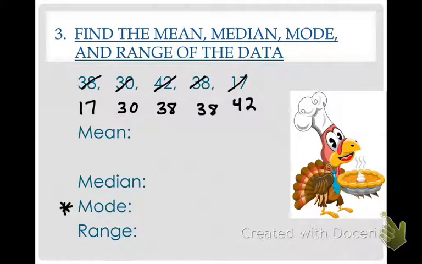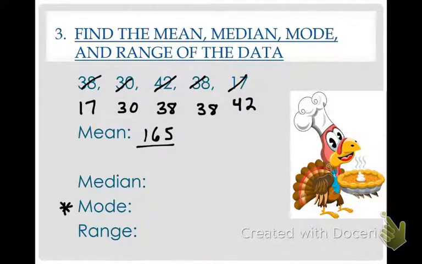As I walked around, I saw lots of people that had the correct answer. Let's talk about the mean. What does the mean mean? The average. So you have to add up all the numbers. When you added the numbers, what was your number? 165. Remember, this is how you show work.